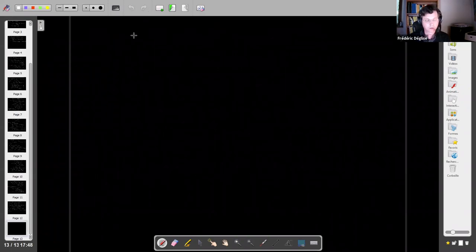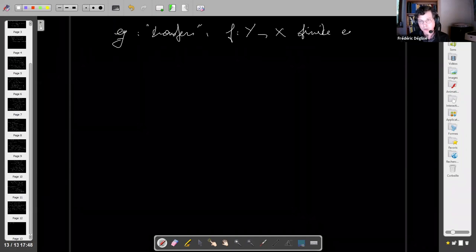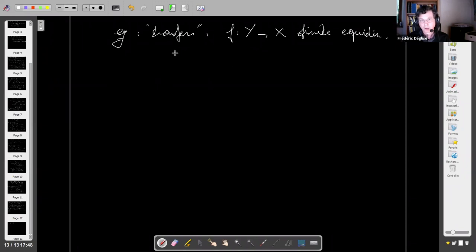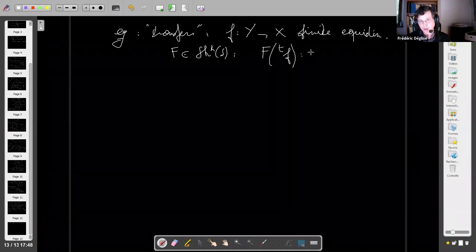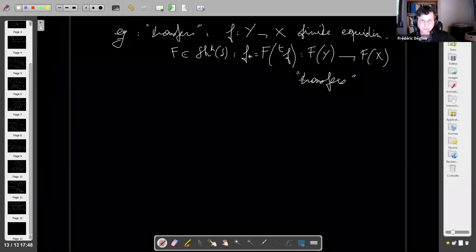I should have said that before, but why transfers? Because if you take f from Y to X, a finite equidimensional or surjective morphism, and you have F either a presheaf or a sheaf with transfers, then you can apply F to the transpose of f, and this will give you a map in the wrong direction, F(Y) to F(X), usually denoted by f lower star. These are the transfers, or sometimes Gysin maps, and so on. Besides, these transfers have good properties, but I won't state them here.